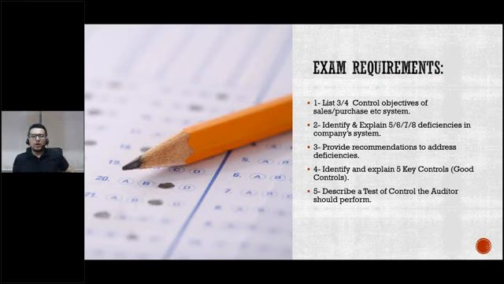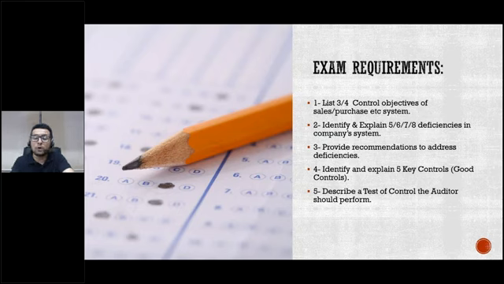Okay, let's go to the exam requirements. Unlike the last topic, yesterday's topic, there are many different types of requirements we have. When it comes to the audit risk topic, which we covered yesterday, there is only one requirement, that is to describe audit risk and provide the auditor's response. But when it comes to internal control systems, there is a variety of exam requirements.